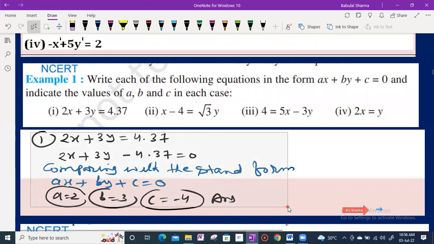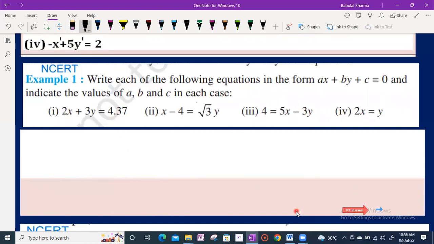And now we come to the second part of it. अब हम इसका second part solve करते हैं. देखिए, this is the second part. X minus 4, that is root 3y.